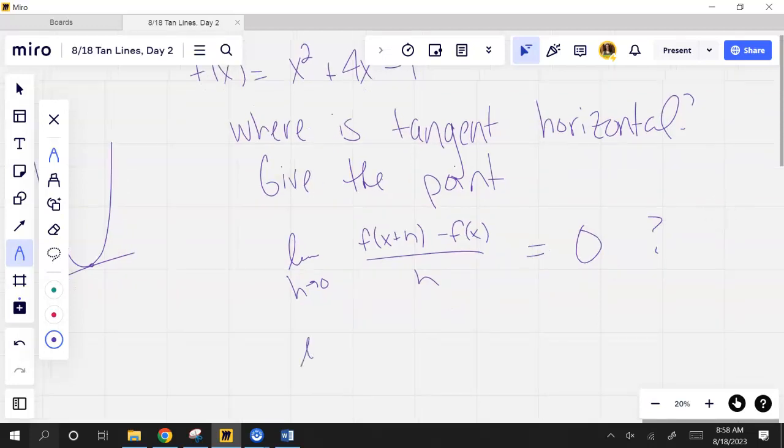So let's think about it. The limit as h goes to 0, x plus h, y'all like to do that off to the side, right? F of x plus h of this function would be x plus h squared plus 4 times x plus h minus 1. That's what I have to find, the point. I've got to find the x that's going to make this work.